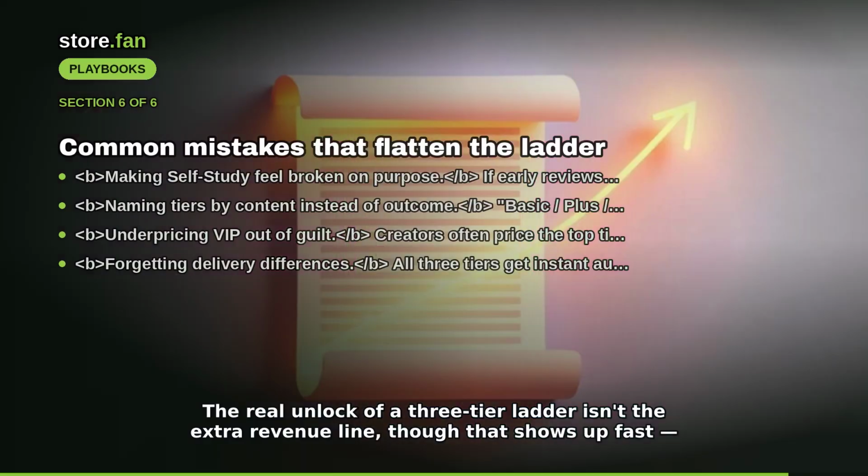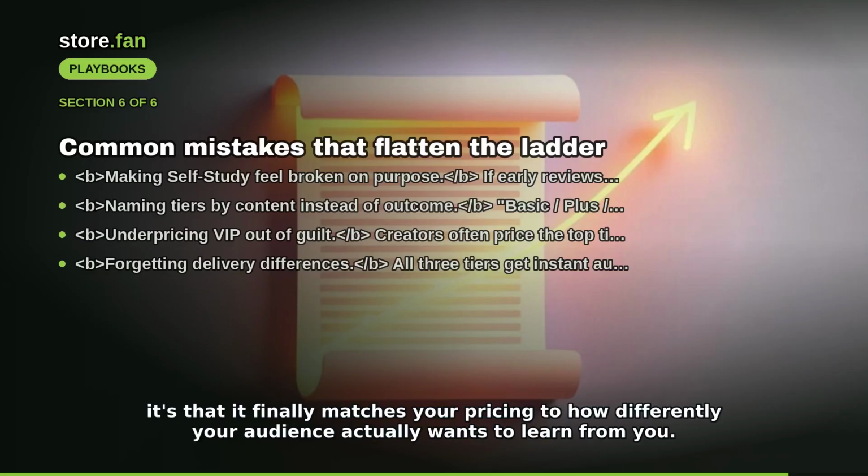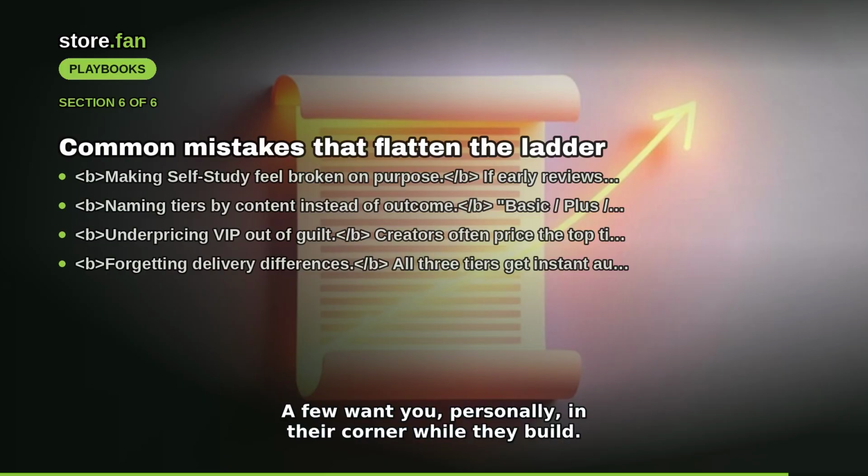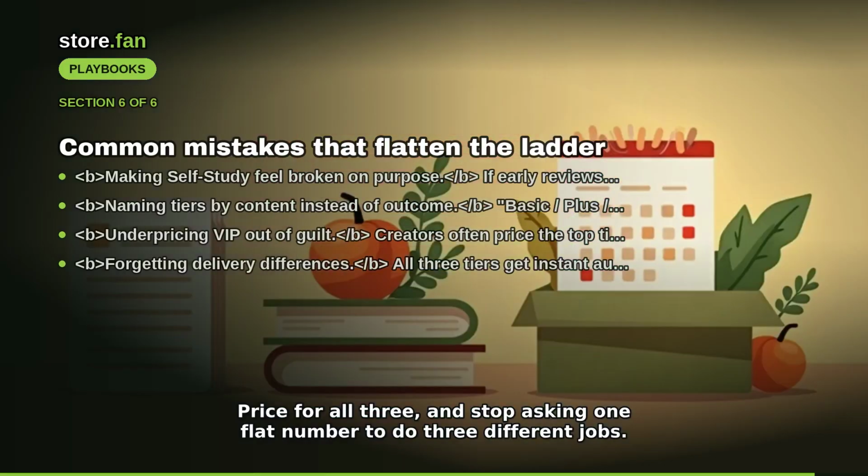The real unlock of a 3-tier ladder isn't the extra revenue line, though that shows up fast. It's that it finally matches your pricing to how differently your audience actually wants to learn from you. Some people want your knowledge. Some want your knowledge plus a push. A few want you personally in their corner while they build. Price for all 3, and stop asking one flat number to do 3 different jobs.